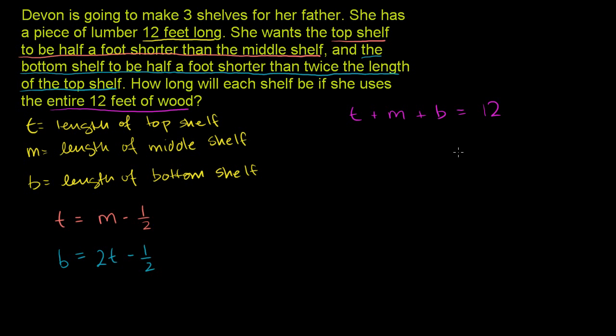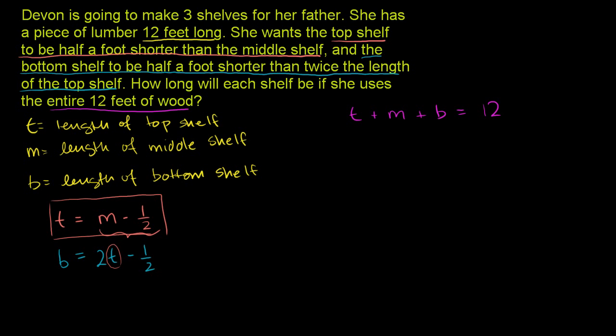So what can we do here? Well, we can get everything in terms of one variable. Maybe we'll do it in terms of m, and then substitute. So we already have t in terms of m. Everywhere we see a t, we can substitute with m minus 1/2. But here we have b in terms of t. So how can we put this in terms of m? Well, we know that t is equal to m minus 1/2. So everywhere we see a t, let's substitute it with this thing right here. That is what t is equal to.